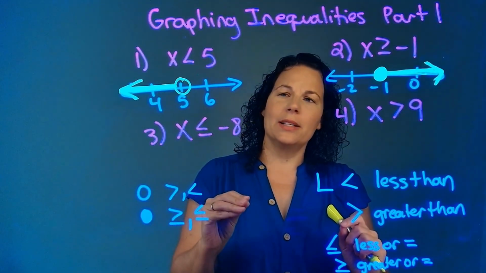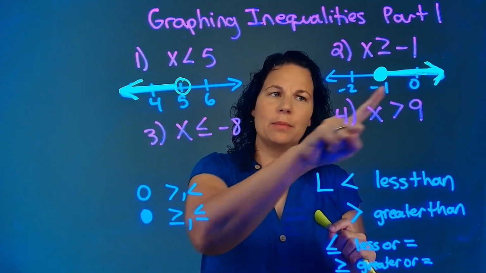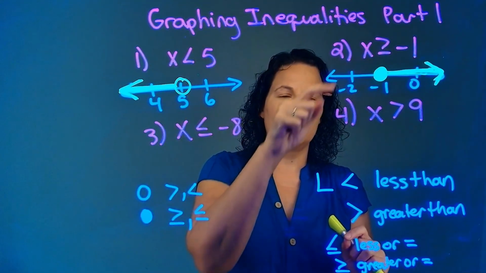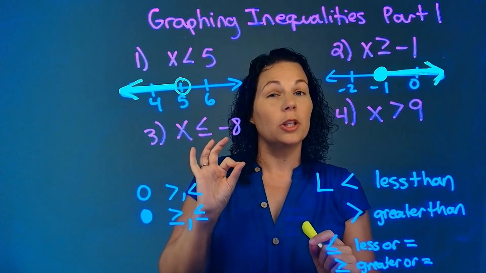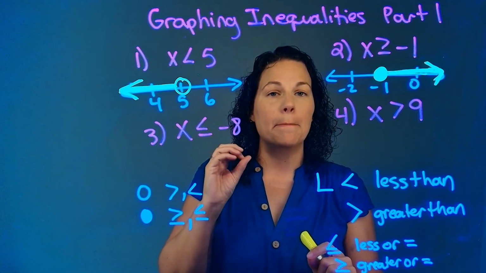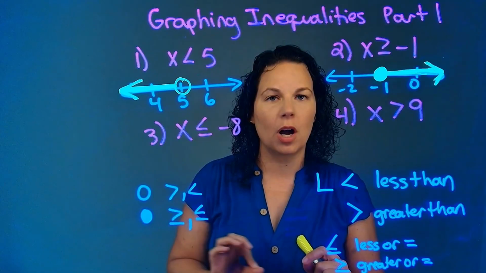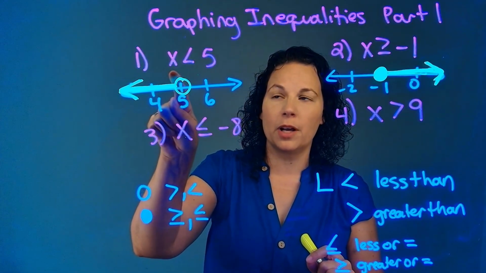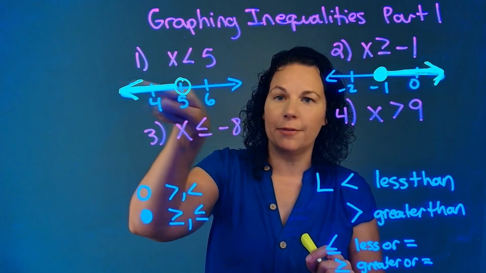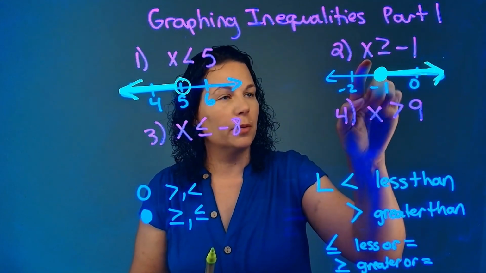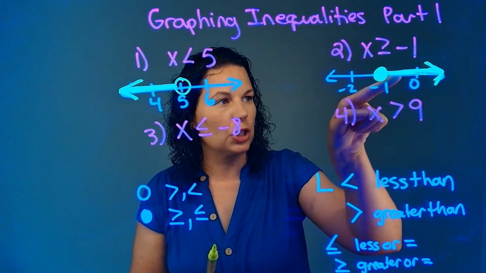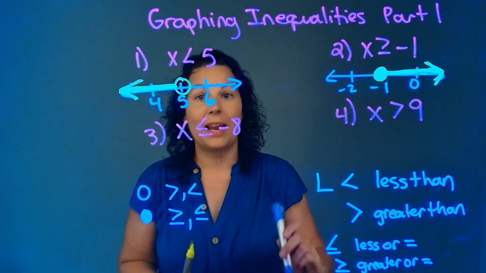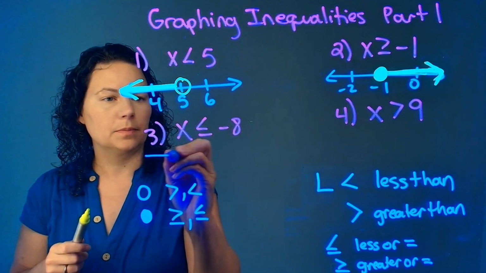Now, have you noticed that the way I'm shading is the direction that the symbol points? That's a really good extra way to check, but it only works if the variable comes first. So my variable comes first, my arrow is pointed to the left, so I shade to the left. My variable comes first, it's pointed to the right, so I shade to the right. That variable has to come first, though.